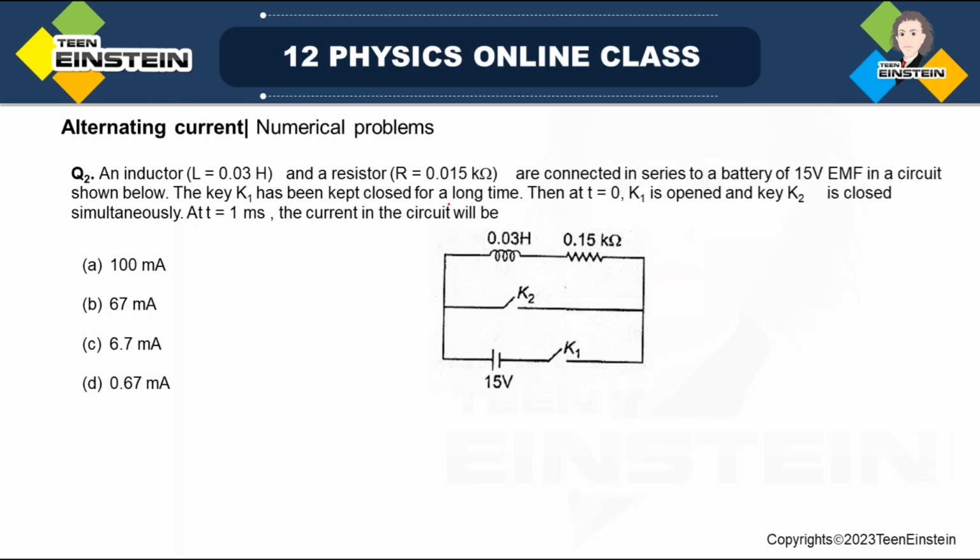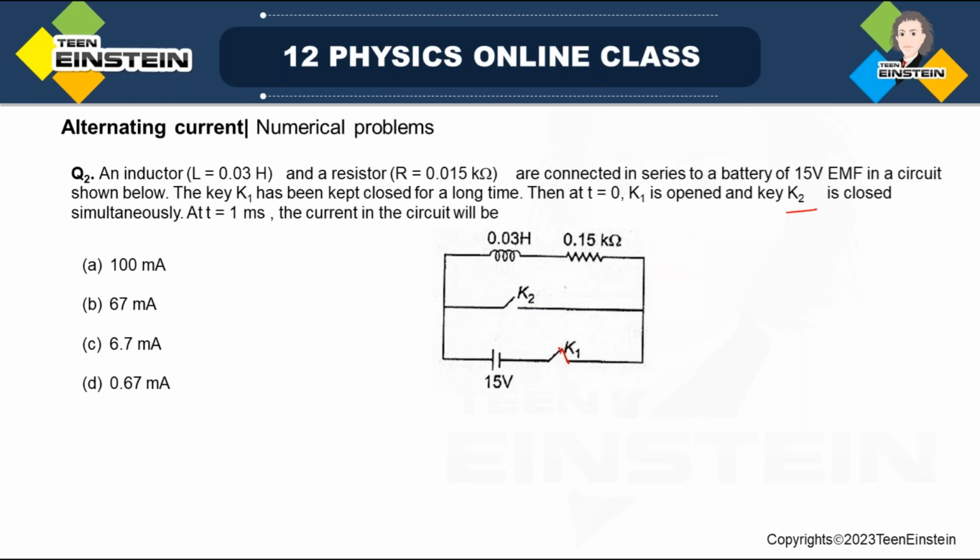The K1 has been kept closed. Okay, it has been kept closed all along, closed for a long time. So K1 is kept closed for a long time. Then at t is equal to 0, K1 is open and K2 is closed. So first what was there? This was closed for a long time.